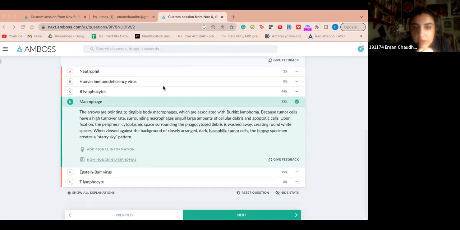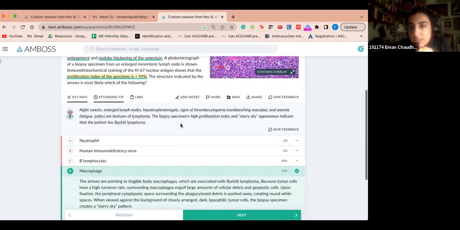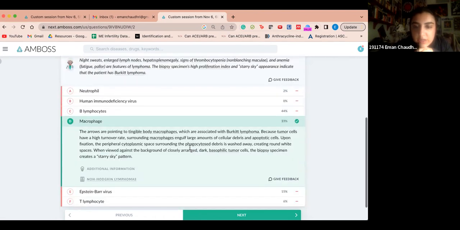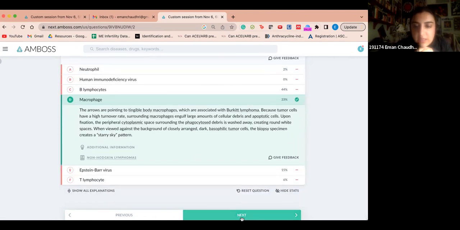All right. Okay, so HIV is also a cause, more so also of Hodgkin's, okay? And that's incredibly important to know. Macrophages cause these stars in the sky and your starry sky appearance, okay? In your lymph node dissection in a Burkitt's lymphoma patient. All right.